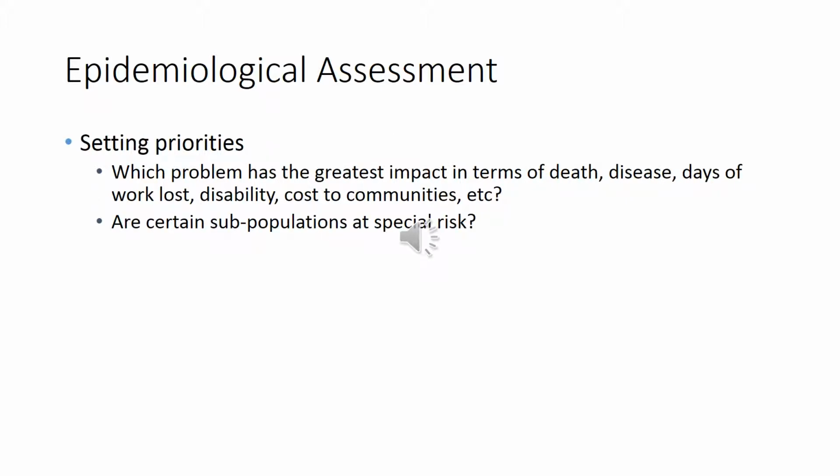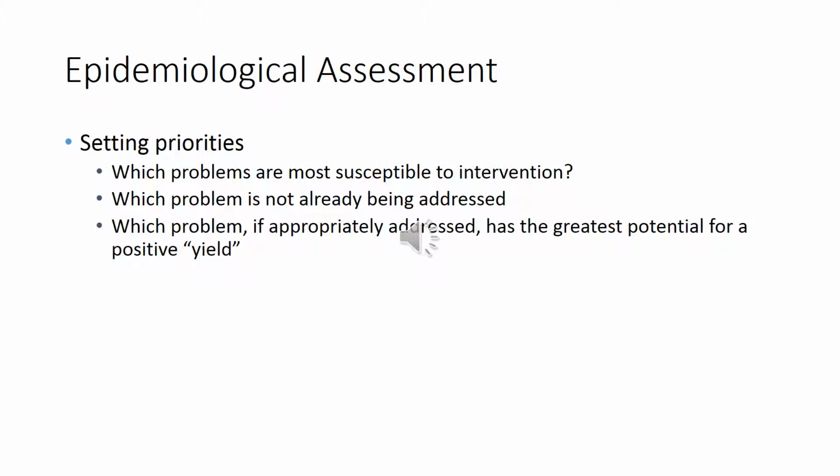So when we're using an epidemiological assessment to set priorities, we want to know which problem has the greatest impact, and are certain subpopulations at special risk. So if there's a problem that has a great impact in terms of death, for instance, in, let's say, young people, that might be something that we would want to look at very carefully. We also might think about which problems are the most susceptible to intervention.